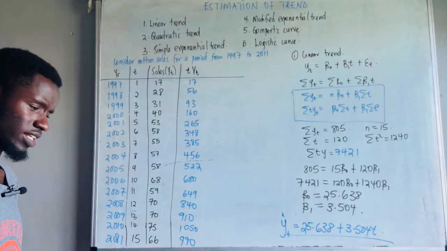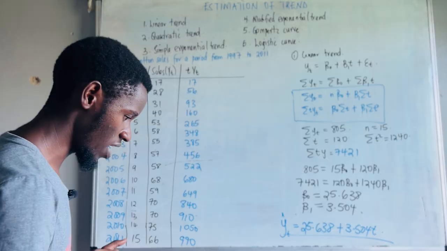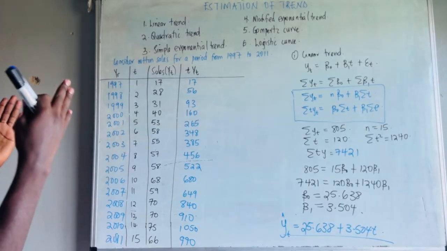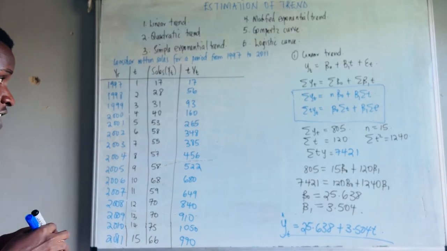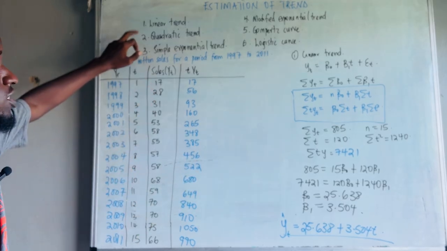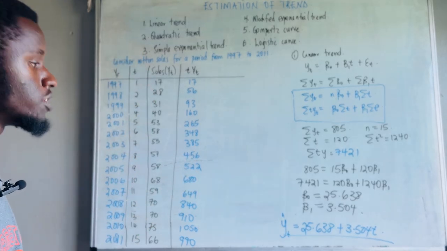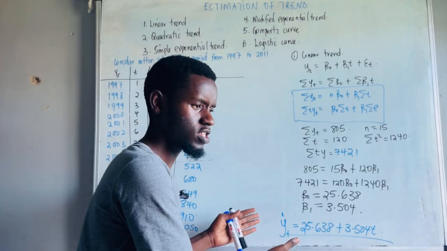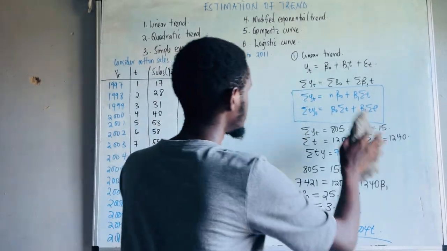Now, members, let us go ahead and see how we find the quadratic equation. Because for a linear trend, we are able to see it. Now let us go ahead and see for a quadratic trend, how do we solve it? Members, I think I can put off this with ease, and then we go ahead.